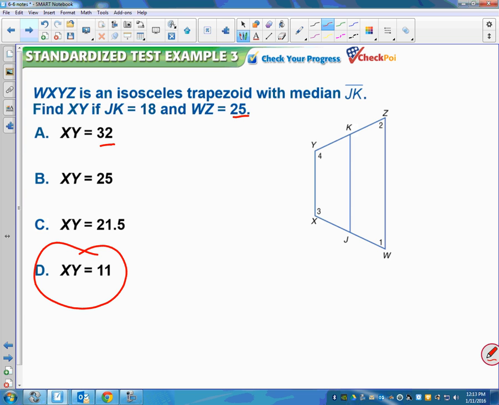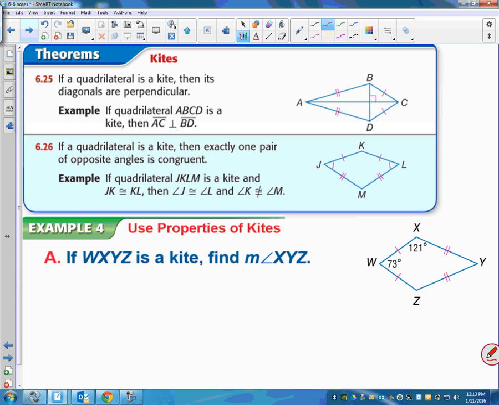Okay. Last thing about quadrilaterals: kites. Again, the definition of a kite. One, it looks like a kite. The definition is two sets of consecutive congruent sides. So I think of the two top sides being short and the longer two sides being long, because I think of a kite that you fly.